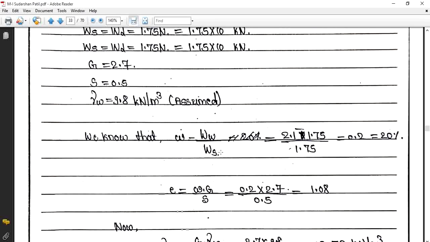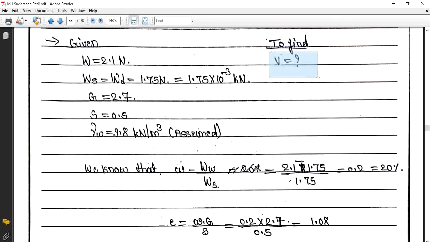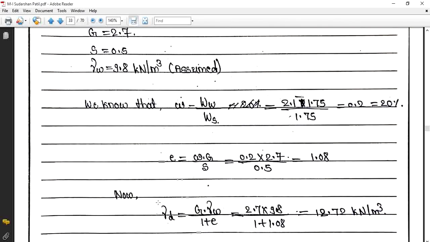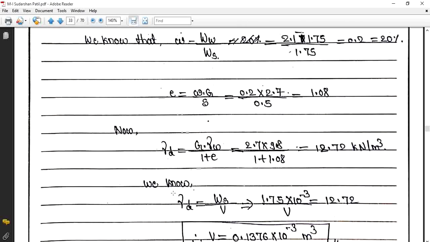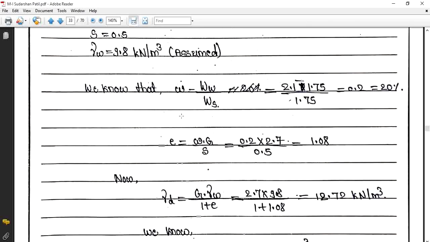What they have asked in the problem is to find the total volume V. To find the total volume V, we need the unit weight, that is gamma d, because gamma d is equal to weight of soil solids divided by total volume. To calculate this gamma d, I need e. To calculate this e, I need the water content. Like this, we have to do reverse engineering while solving problems. Okay, I hope you have understood.